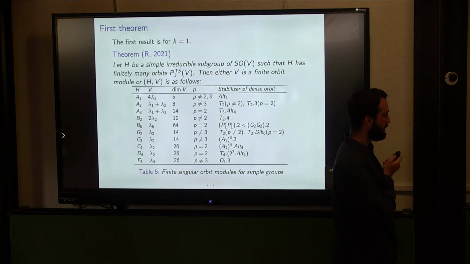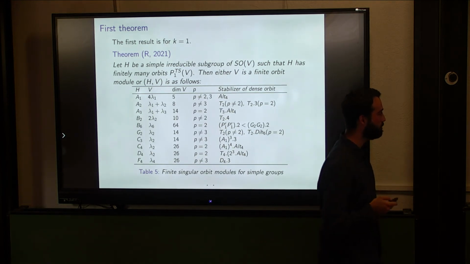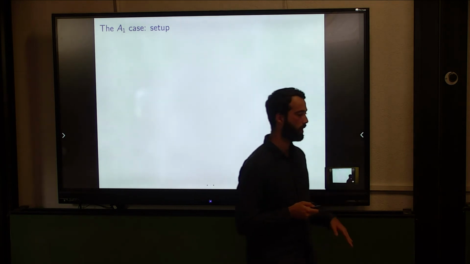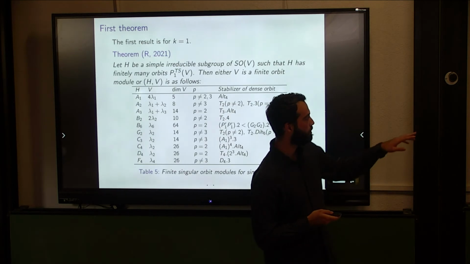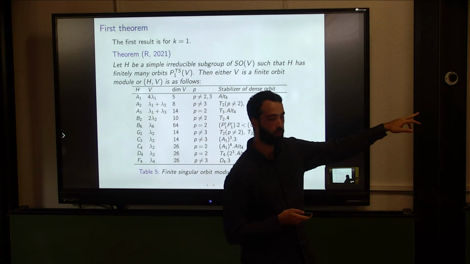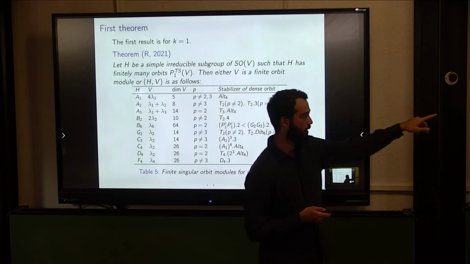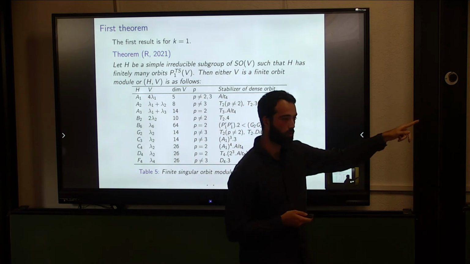Okay, let's dive into the very first example. So let me go back. We have a 5-dimensional module for A1. We need, of course, the characteristic not to be 2 or 3.